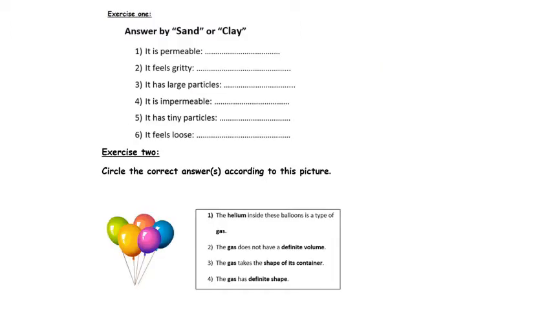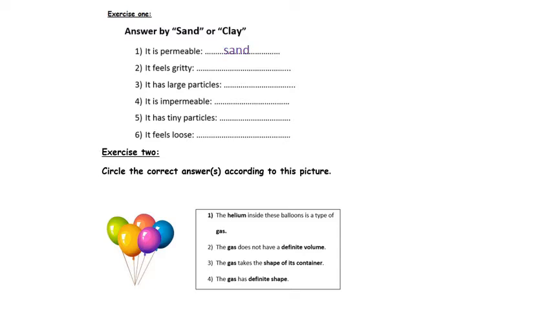Let's start. Exercise number 1. We have to answer by sand or clay. Let's read sentence number 1. It is permeable. And as you know, permeable means that it allows water to pass through it easily. So it is permeable. Is it sand or clay? Yes, it's sand because sand allows water to pass through easily.